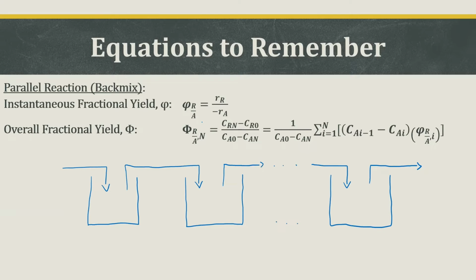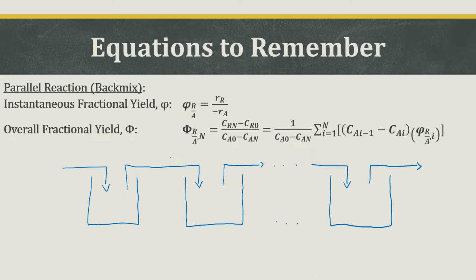So the expression is phi of R over A n, where n here represents the number of reactors, equal to CRN minus CRO all over CAO minus CAN. And it's equal to this long expression. So the overall fractional yield tells us the same thing, except that the basis now is the entire reactor system.